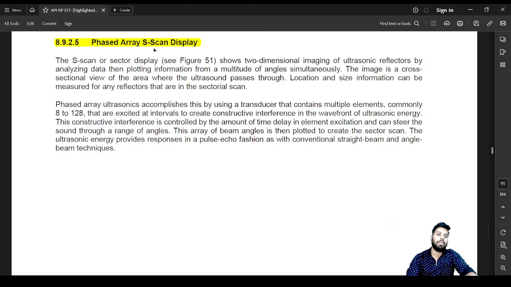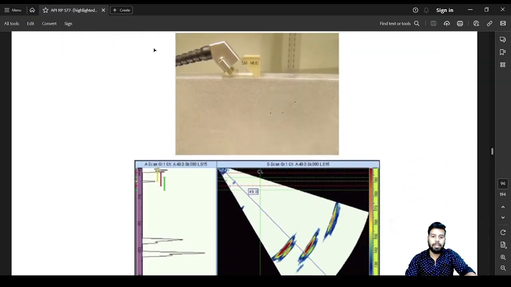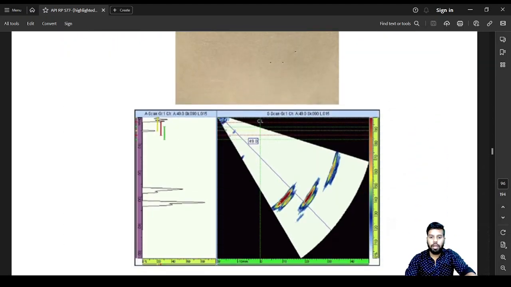It looks something like this. Here you are able to see these discontinuities. It is also paired with the A-scan display, so you can get multiple data out of it.